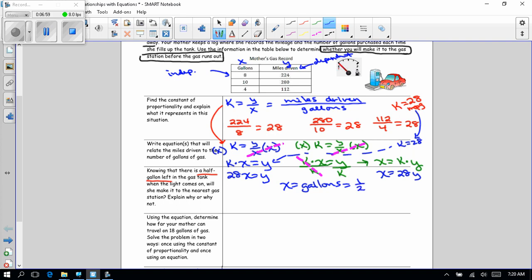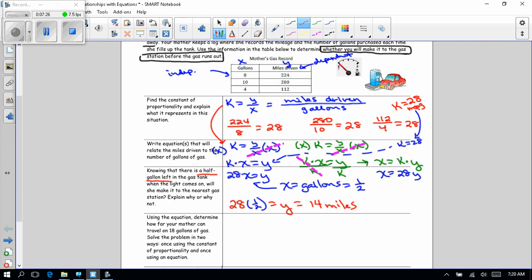So what I'm going to do is plug it into that equation right there. So let's take 28 times the 1/2 that we're going to plug in from the situation, from this problem, and let's figure out how many miles we can go. So what is half of 28? Yeah, 14 miles.